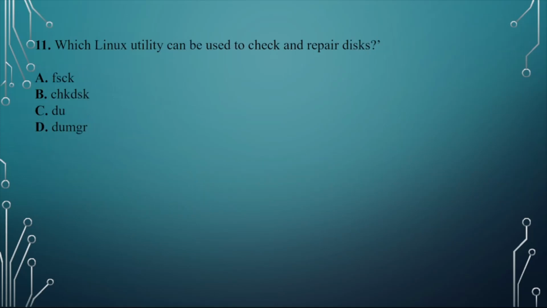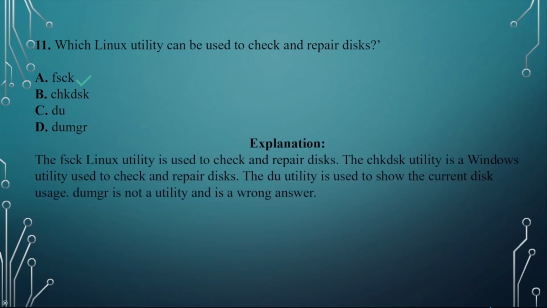Question 11. Which Linux utility can be used to check and repair disks? A. fscheck, B. check disk, C. du, D. dumgr, or du manager. The answer here is A, the fscheck. So this is a utility used to check and repair disks.